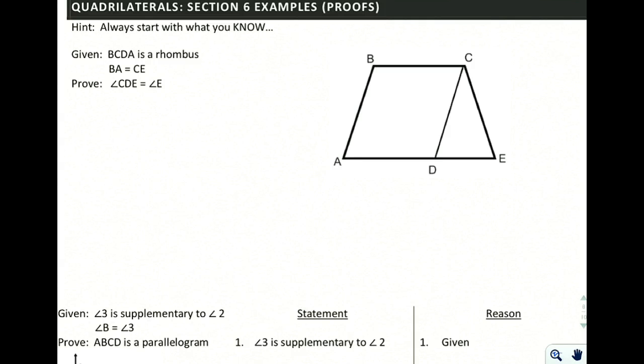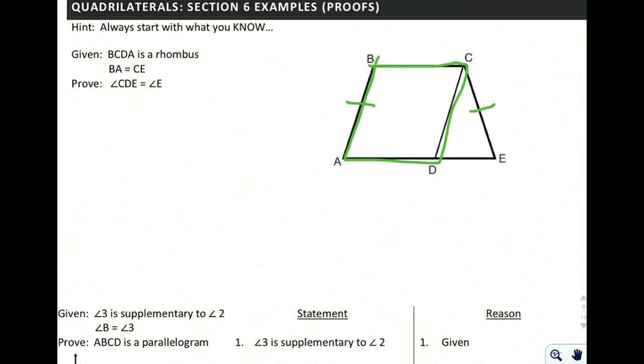Looking at the section 6 examples, and these are all going to be proofs. For our first example, we are given that BCDA, the shape right here, is a rhombus. There's a whole bunch of properties that come along with that. We're also told that BA is equal in length to CE.